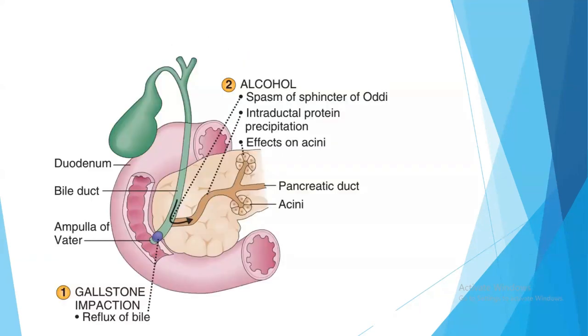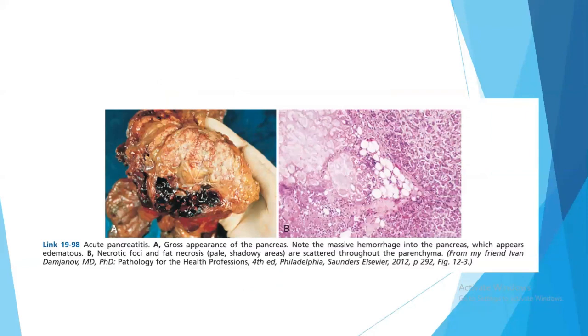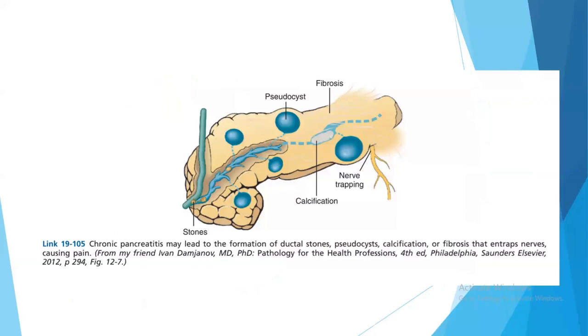Also, you can see that the gallstone impacts and leads to the reflux of bile. The alcohol leads to spasm of the sphincter of Oddi, intraductal protein precipitation, and it also has effects on the acini. You can see the gross appearance of the acute pancreatitis. Note the massive hemorrhage into the pancreas, which appears edematous, and you can see in the histological image the necrotic foci and fat necrosis, which are scattered throughout the parenchyma.